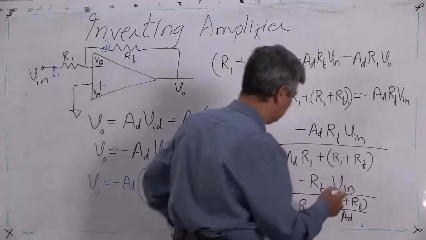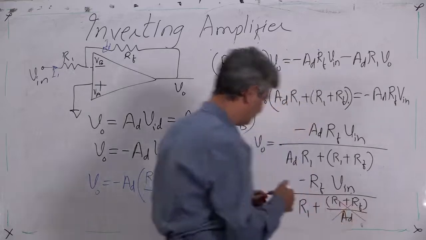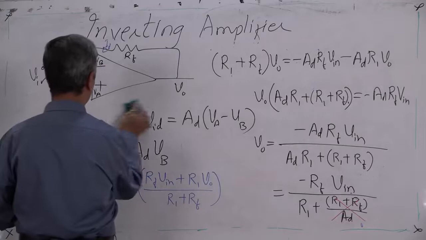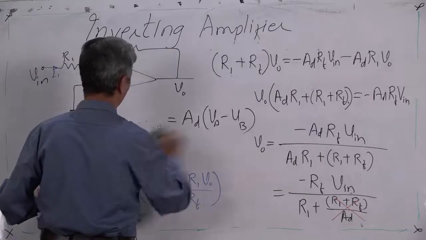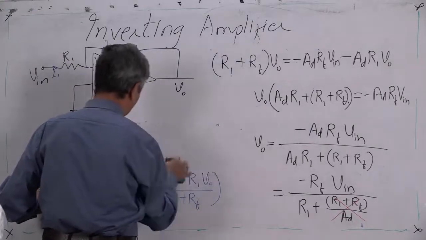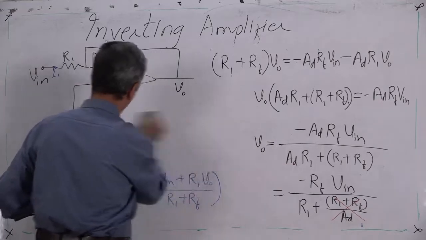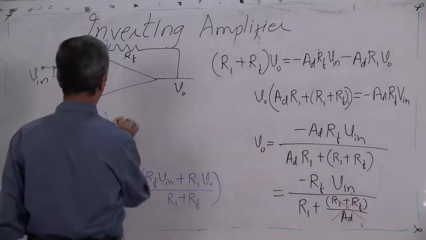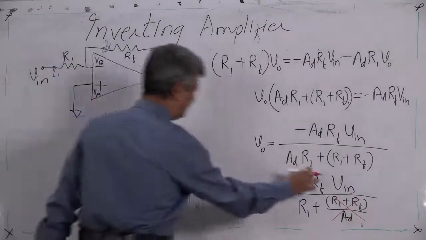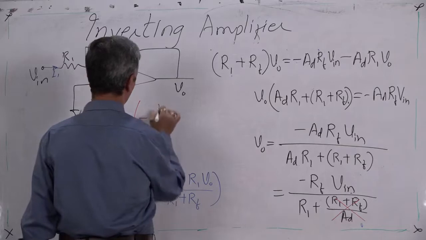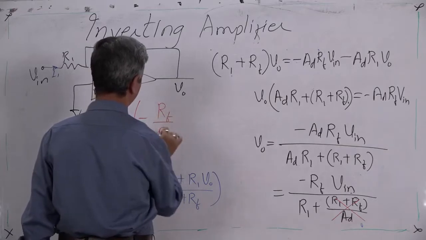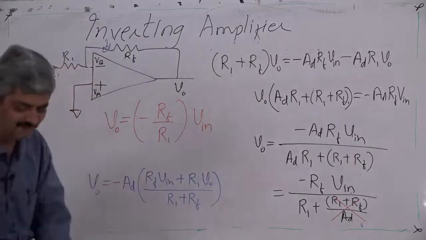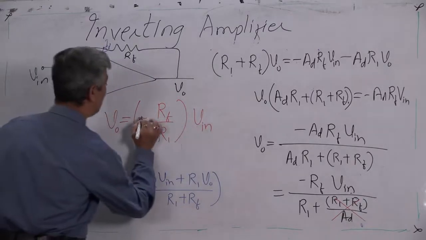So this is negligible, it is to be ignored, and then we get the final expression for the gain of an operational amplifier working in negative feedback mode configuration, called an inverting amplifier. I write it: final expression Vo is equal to minus Rf upon R1 into Vin. So why is it called an inverting amplifier?